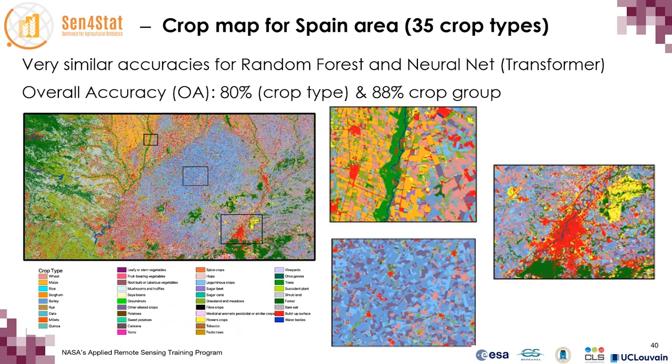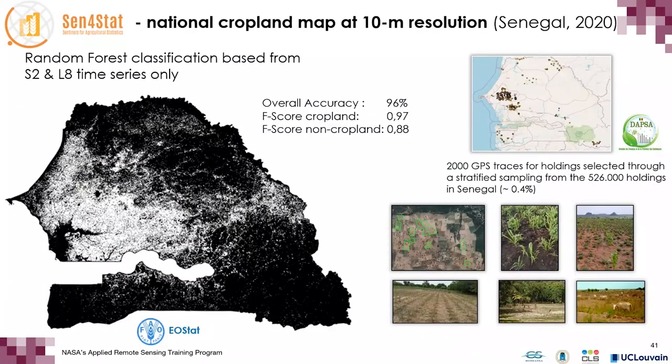This has been applied for 35 crop types in Spain, where we got very similar accuracy from the random forest and the neural net transformer. The overall accuracy for 35 crop types is 80%, while when we cluster the crops according to their group, then we can reach up to 88%.